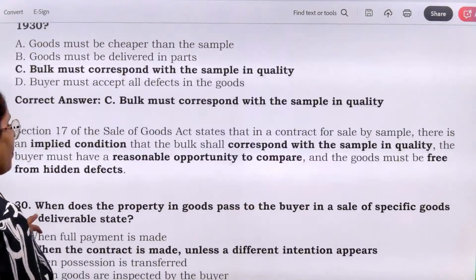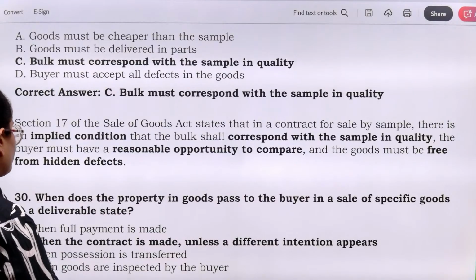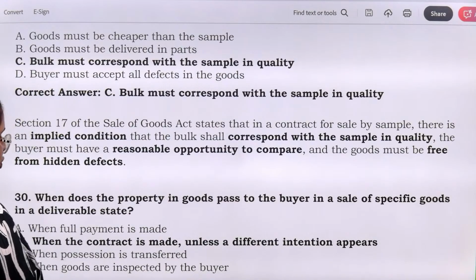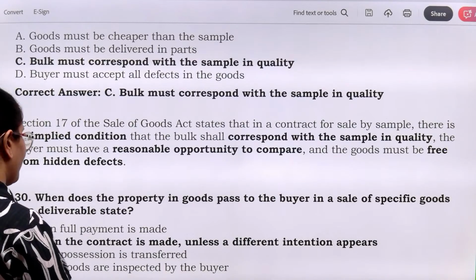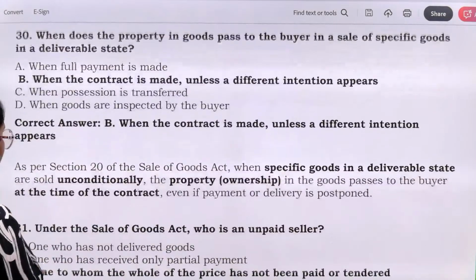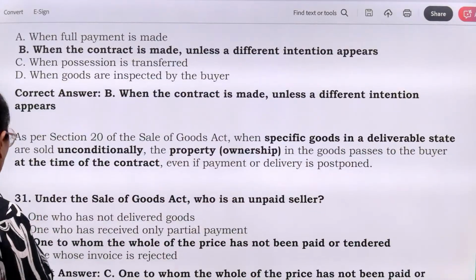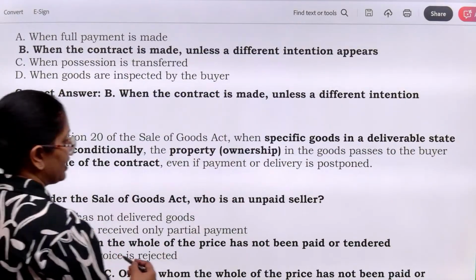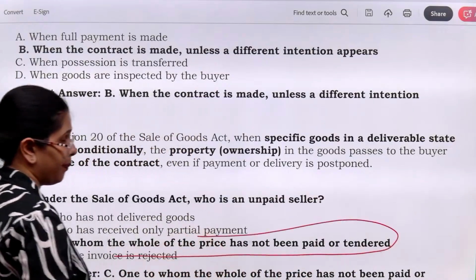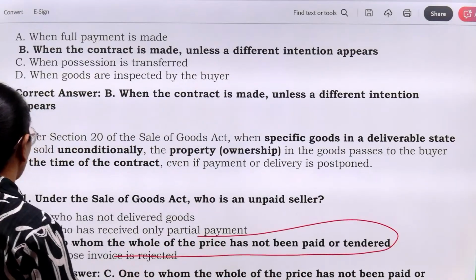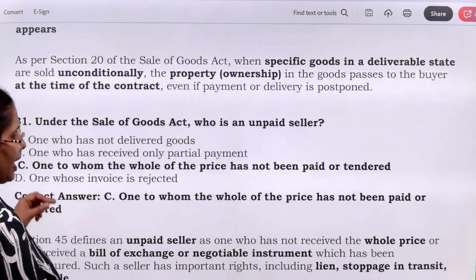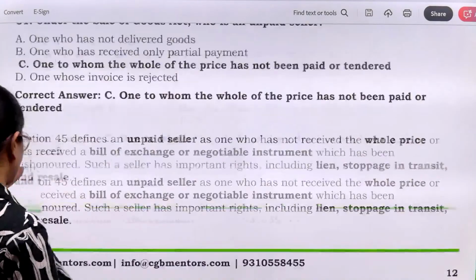Now, when does the property in goods pass to the buyer in a sale of specific goods in a deliverable state? So, when the contract is made unless a different intention appears. Under the sale of goods, who is the unpaid seller to whom the whole price has not been paid or tendered? That means you have not paid the whole price, that person will be called as unpaid seller.